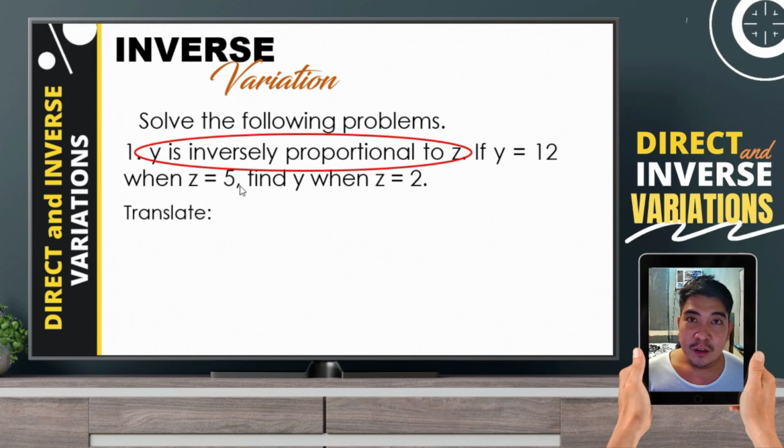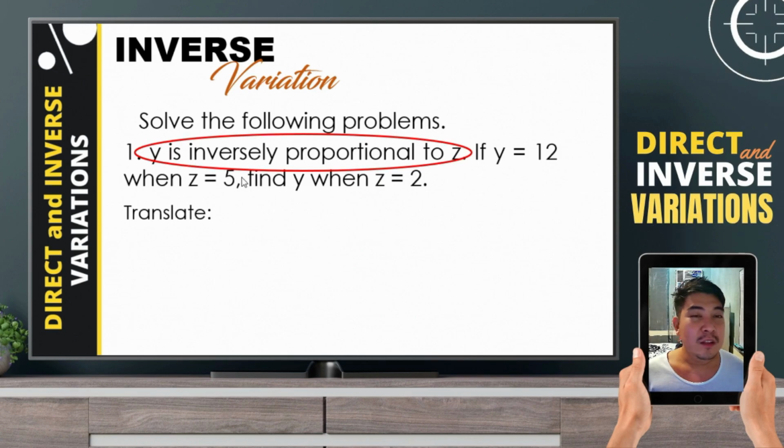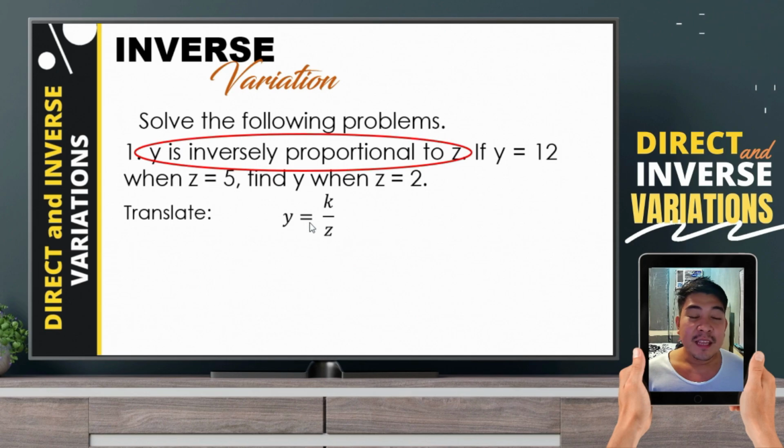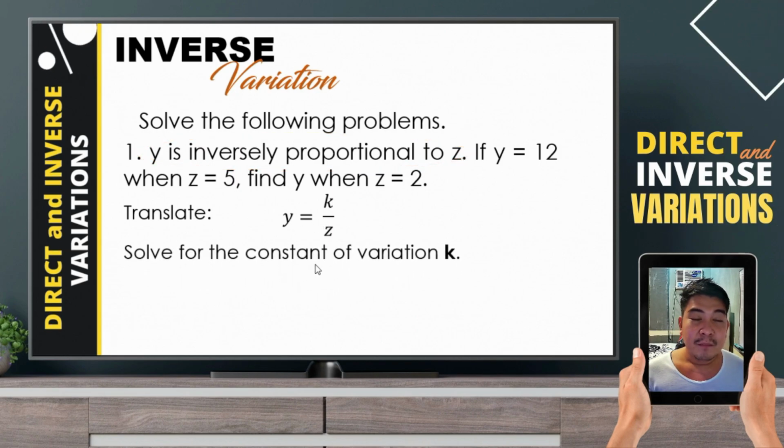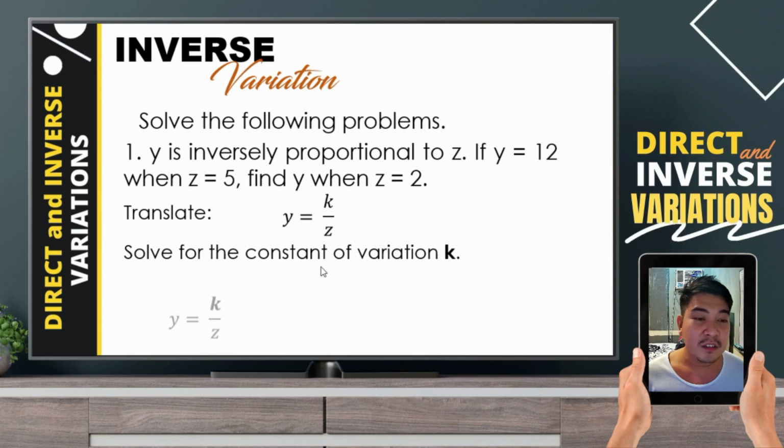So since we are dealing with inverse proportion or inverse variation, we need to get the first quantity y, then equate it to k divided by z, which is the second quantity. Then, we need to solve for the value of k. Paano kuhain si constant of variation?